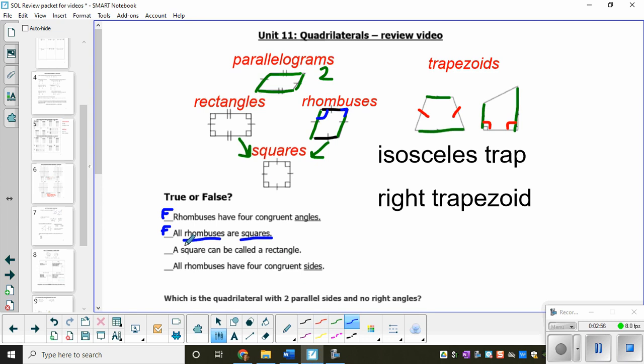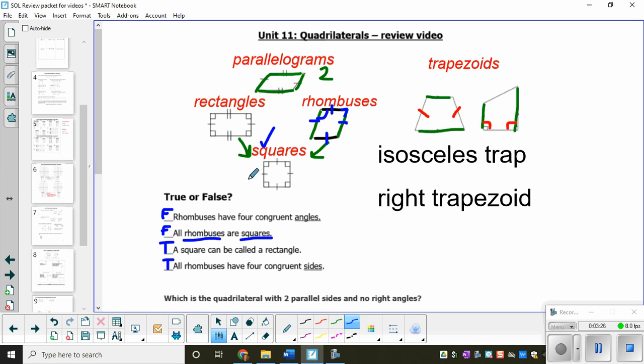All right, we're on the third one here. A square can be called a rectangle. So since this shape is under this shape, this is a true statement. All squares are rectangles because to be a rectangle, you just have to have opposite sides parallel and four right angles, and a square does do all of that. And if we want to know if all rhombuses have four congruent sides, now when we look here, this and this and this and this do indicate that those sides are the same. So this would be a true statement.